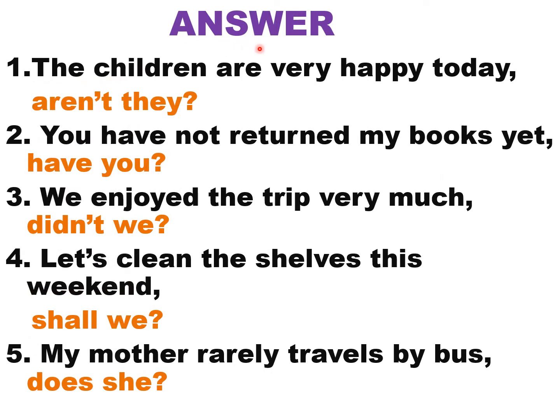We can see the answer with explanation. The children are very happy today. Positive statement. Are is an auxiliary verb. The children is plural. Aren't they. Question tag is negative. You have not returned my books yet. Negative statement. Have is a helping verb. So have you is the question tag.